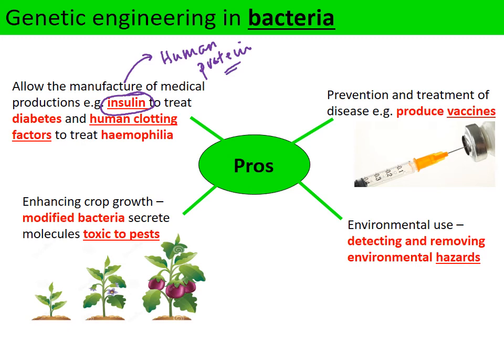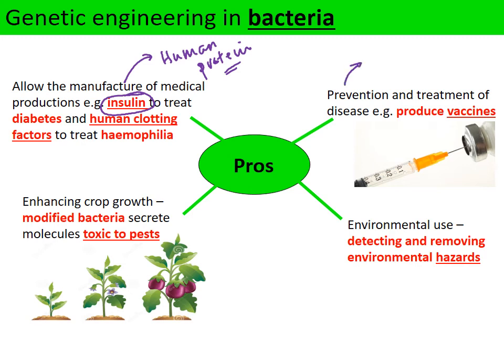Now, one benefit of using the human protein as a medicine is that when you inject it into a human, it's not seen as foreign, because healthy people should really have the human protein in their blood. So when you inject the human protein into a diabetic patient, they're not going to mount an immune response to this medication.